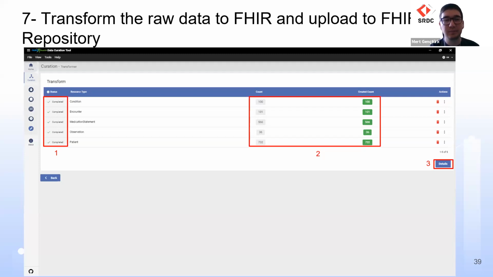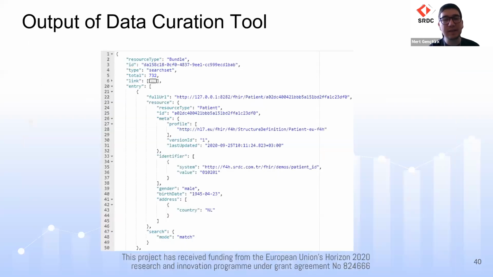Next slide, please. So this is an example output of the data creation tool as a result of a FHIR query. As you can see in the 5th row, the total number of patients is 732. And for example, if you look at line number 39, the gender is written as male. Line number 40, the birth date is here. Or line number 43, the country is written as Netherlands. So this part finishes the data creation tool.